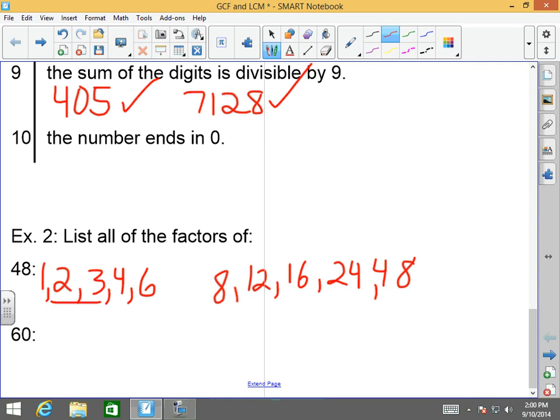Does 8 we already have. Does 9 go into 48? How do you know? What's 4 plus 8? 12. Is 12 divisible by 9 evenly? No, so 9 doesn't work. These are all the factors of 48. You with me? Okay.